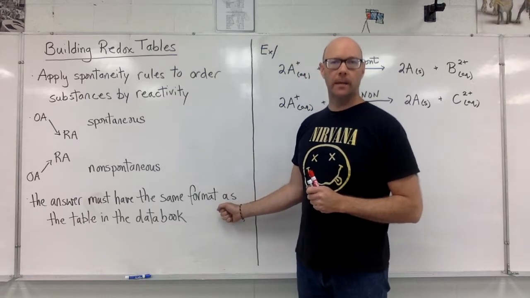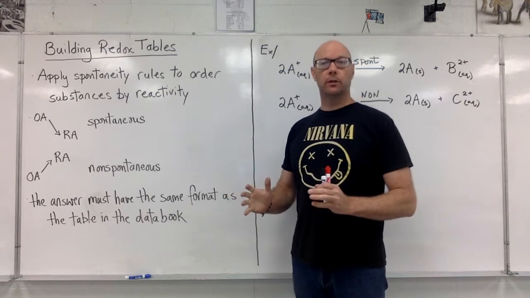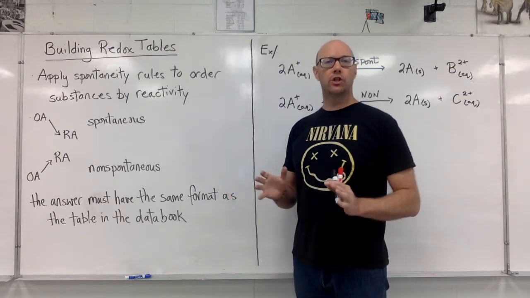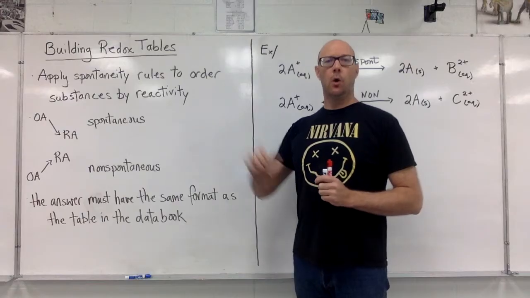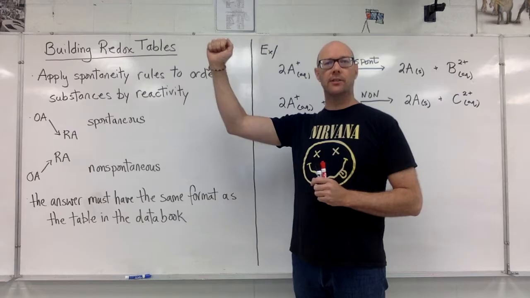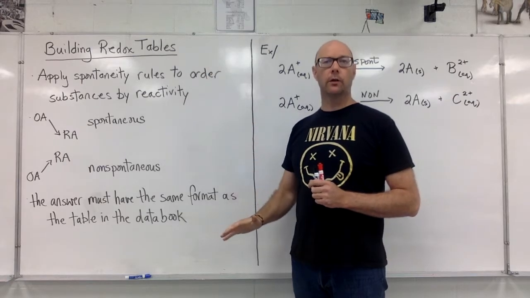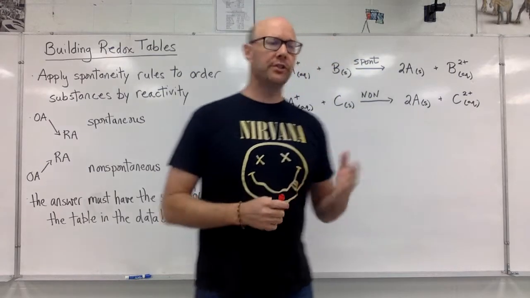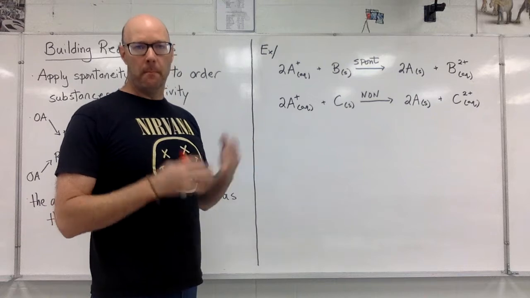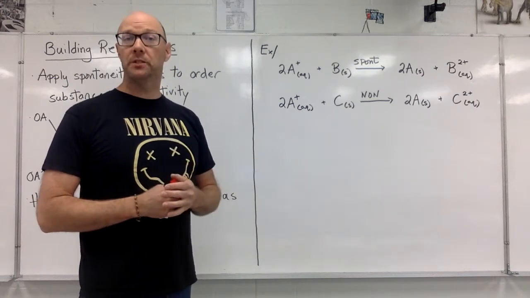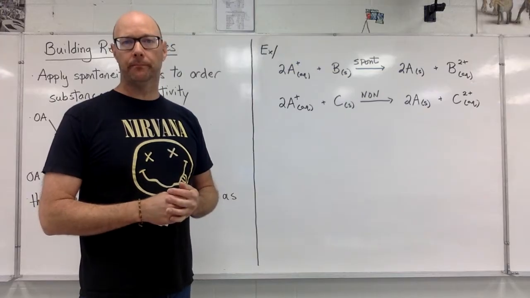and what we know about the data booklet. Remember, the format of that page in the data booklet is reduction half reactions, where the oxidizing agents are on the left-hand side, with the strongest oxidizing agent at the top, and they get weaker and weaker as we go down. We want to construct that style of table. Chemicals in these questions are often going to be made-up chemicals, A's, B's, and C's, or chemicals that aren't specifically listed in the data booklet.